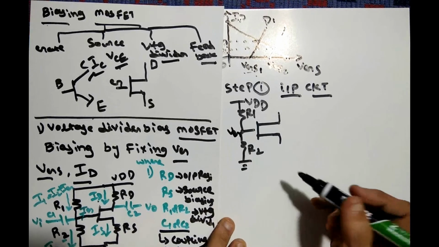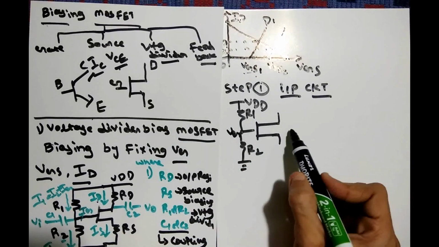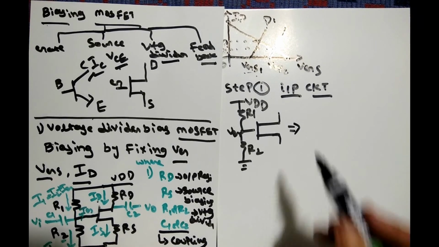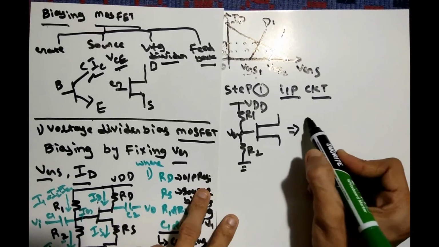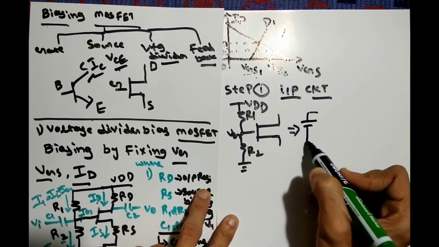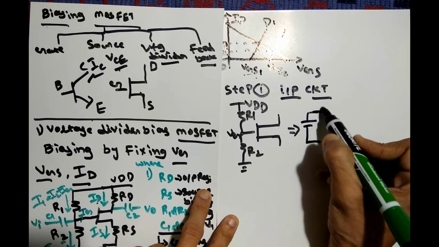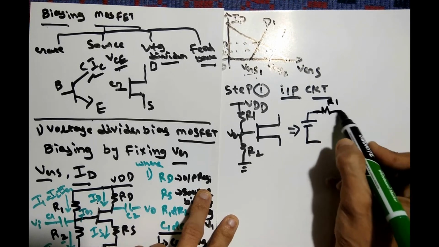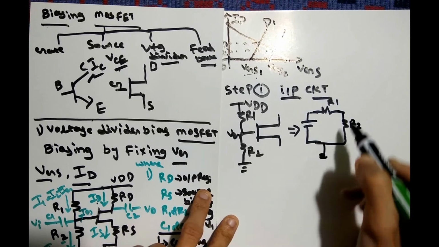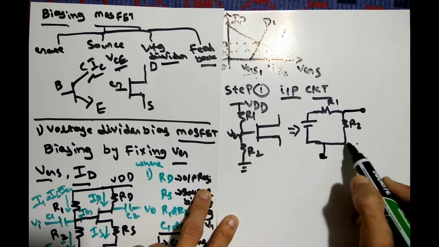Now we have to consider the equivalent circuit for this, and we can do it in a similar way using the Thevenin circuit or the voltage divider rule. If you take the equivalent circuit, VDD comes here positive and is grounded at this point, and we have one resistance called R1, then one more resistance called R2, connected to ground. So we are taking VG at this point.